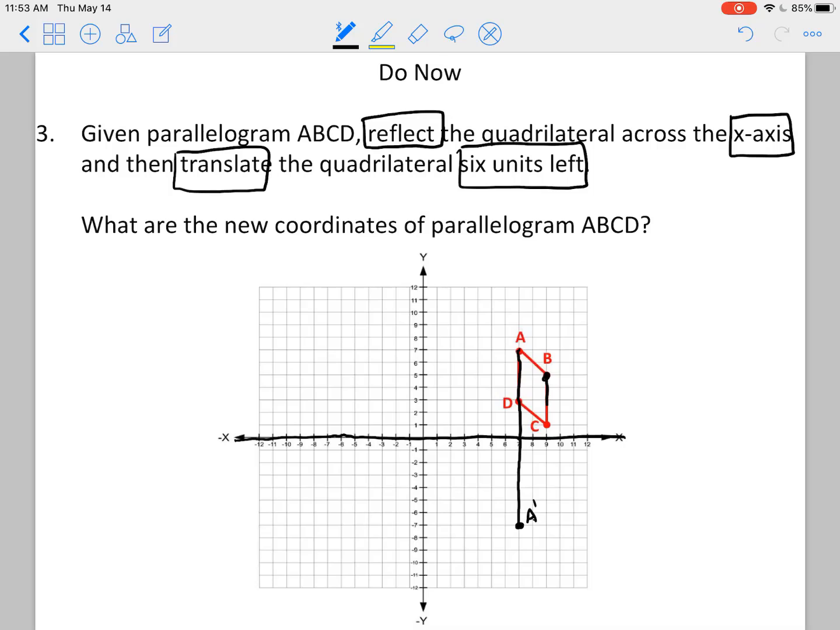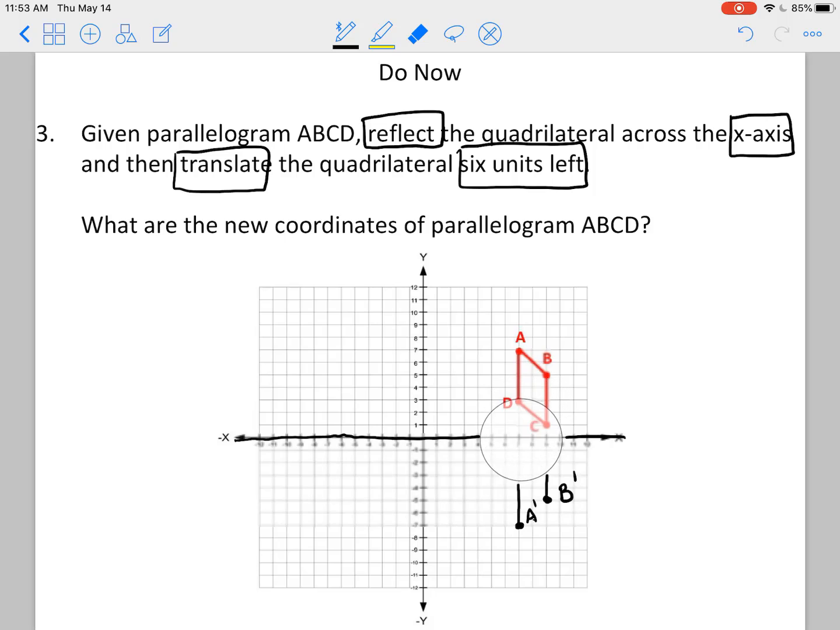So we do the same thing for B. It takes 1, 2, 3, 4, 5 steps. So then we go the same direction, 1, 2, 3, 4, 5. Place our point, and this is B prime.